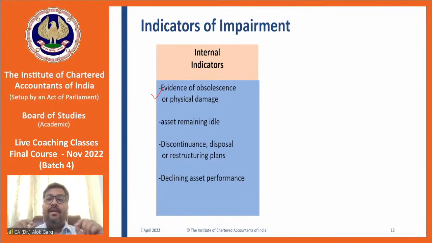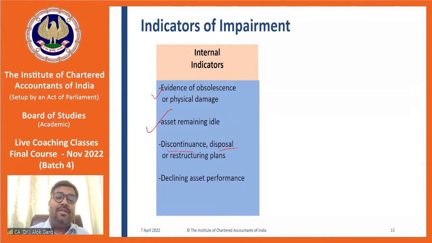Again, it is an internal indicator that you have to perform an impairment testing exercise. You have to calculate the value in use and the fair value less cost to sell. And if the asset is remaining idle, there is no value from using the asset because there is no use of that asset, right? So again, I'm not saying if these items are there, there must be an impairment. I am saying that these are the indicators of impairment. And if these indicators are available, you have to check whether impairment is there or not.